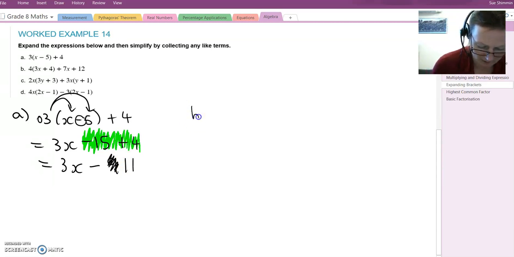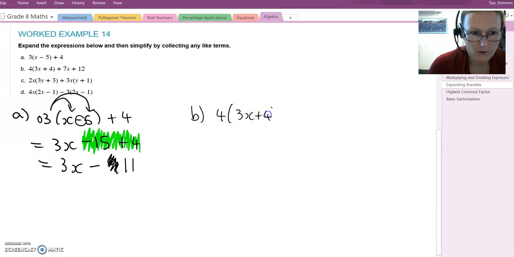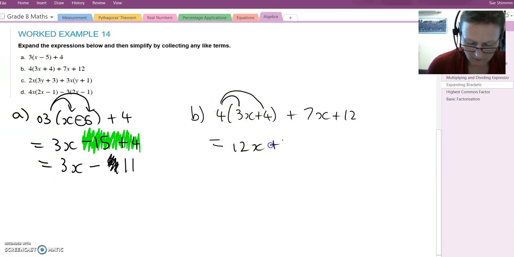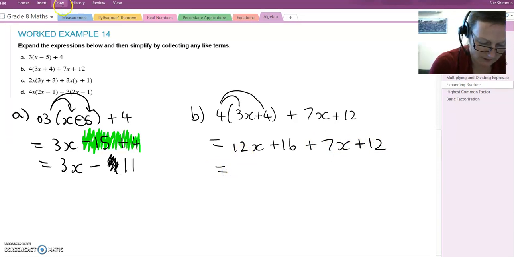Alright, let's look at B. 4 brackets 3x plus 4 plus 7x plus 12. I'm going to expand my brackets, so 4 times 3x is 12x, positive 4 and positive 4 is 16. Then I'm going to write down my plus 7x plus 12. I'm going to rewrite it with my like terms next to each other.